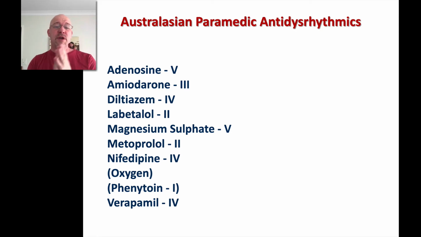I've also included oxygen and phenytoin because those work as antidysrhythmics as well. In fact, the first drug you should be giving a patient who's presenting with frequent multiform conducting PVCs is oxygen. Make sure they're at least normoxic, because that's an important drug to do. So I've put those in brackets. We don't typically think of these as antidysrhythmics. In fact, phenytoin is an anticonvulsant medication, but it has ventricular antidysrhythmic properties.